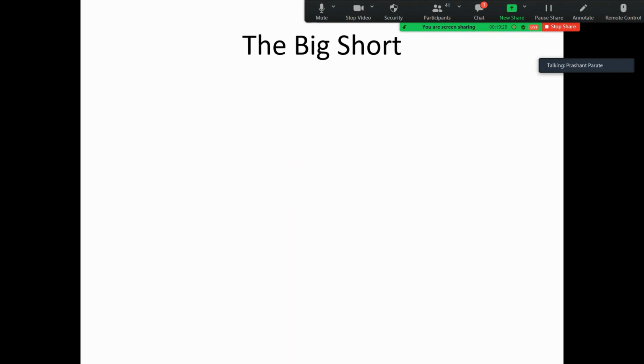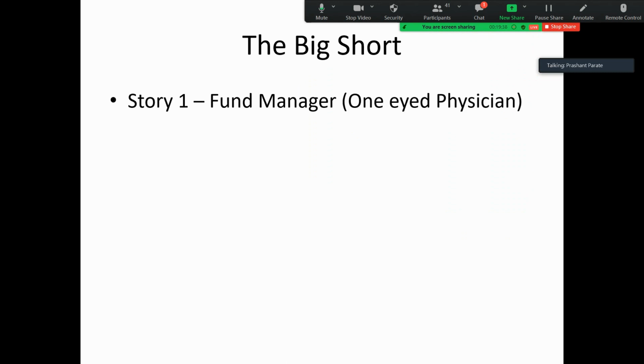I recently saw this movie, The Big Short, and I would like to discuss this movie in short because it is based on fundamental analysis. There are 3 stories in this movie. The first story is about a fund manager. He is a one-eyed physician. He was also a physician and he became a fund manager.